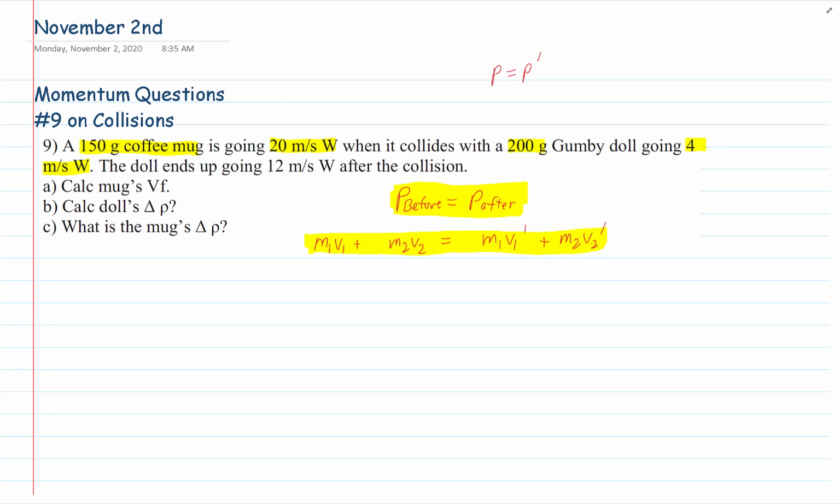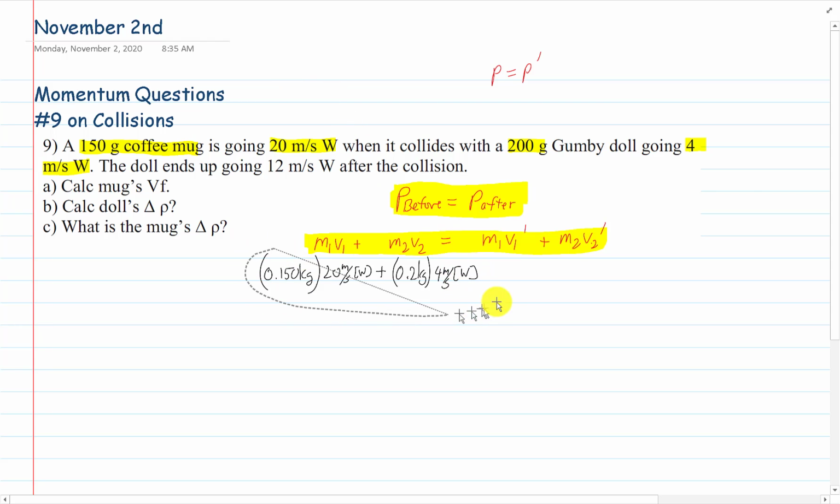Then, how does it apply to this question? Well, I'm going to start just filling it in because there are no shortcuts on this one. So this is going to be 0.150 kg moving at 20, and I'll put a west there, plus the Gumby doll, which is 0.2 kg, and it's moving at 4, and it's west. Okay, I'm just going to move this to the side. I want to line up my equal signs.